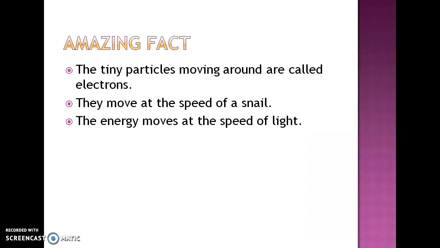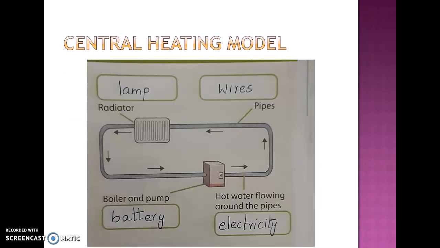Now, the amazing fact says that there are tiny particles which are moving around. And what are these particles called? Please write it somewhere. These particles are called electrons. Now, how do these particles move? They move very, very slowly. But if they are moving very slowly, what are they helping to carry? They are helping to carry the electrical energy. And this electrical energy moves at the speed of light. We know that light moves at a very fast speed.